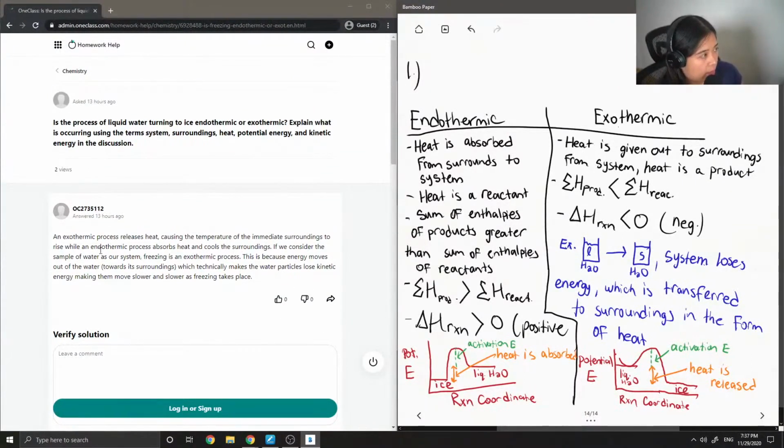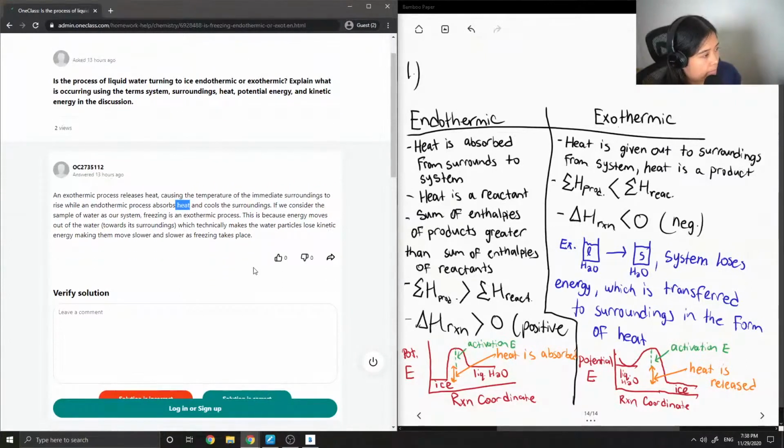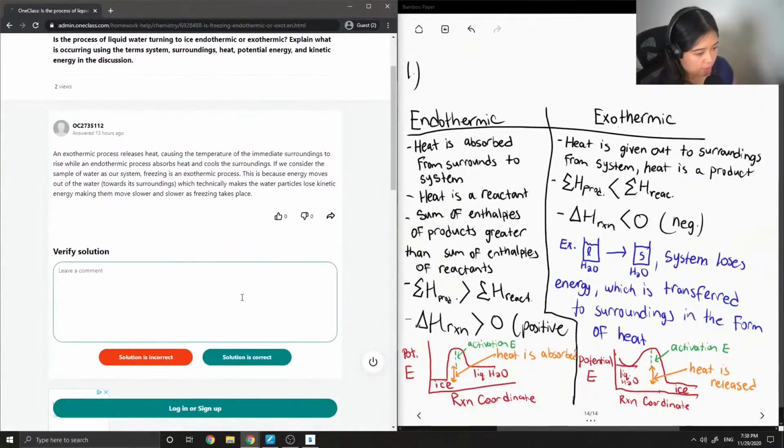Okay, so the question asks for terms using system and surroundings, which is what the junior tutor said. They mention heat and kinetic energy. Yep, the solution's still correct. Even though the term potential energy wasn't used, it was still a very detailed and in-depth explanation.